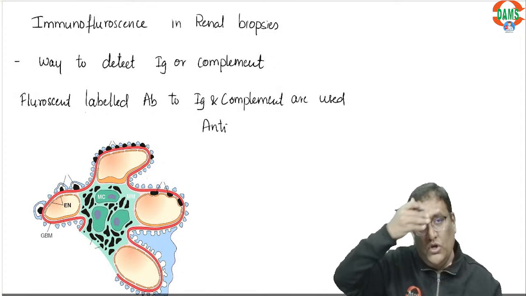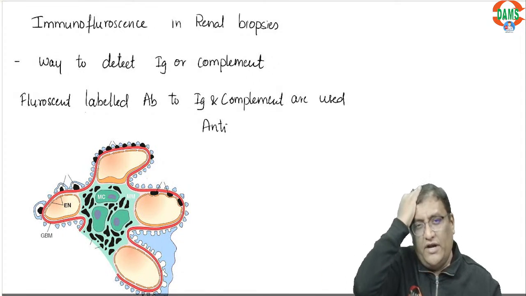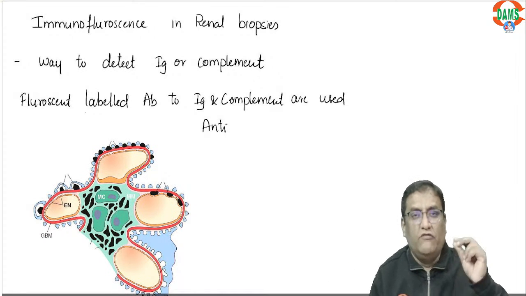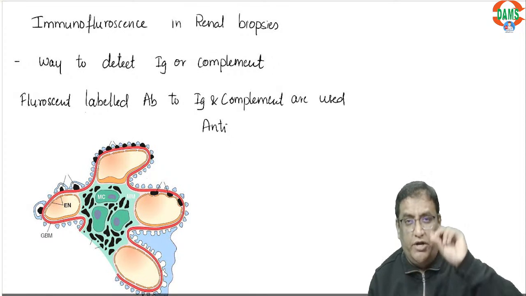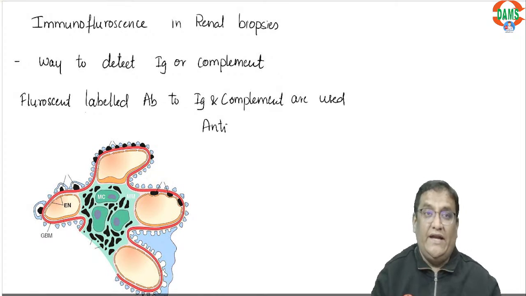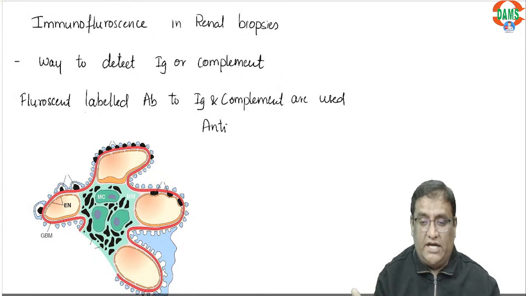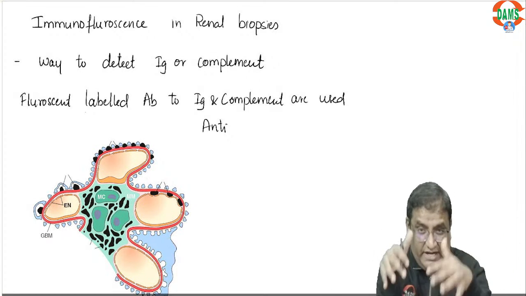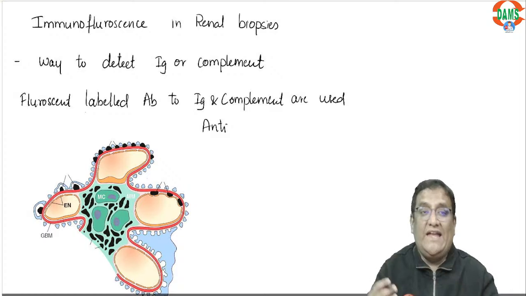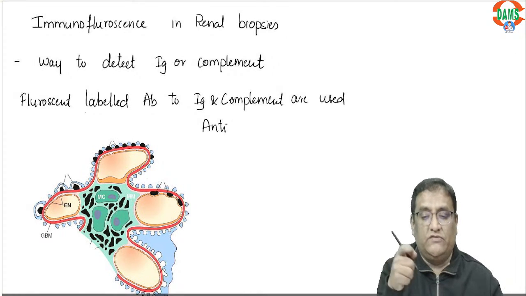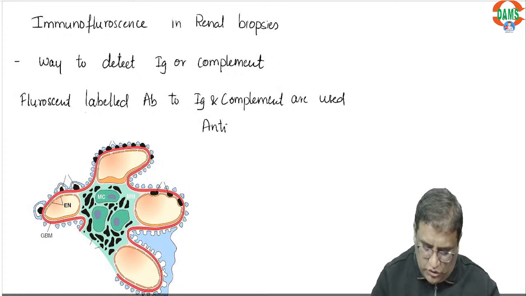So in the tissue, we are detecting antibodies or complement that are already deposited. We will have antibody against IgG, antibody against IgM. So I'll have anti-IgG, anti-IgM, anti-IgA, anti-C3, anti-C4, anti-C1, etc. So I will have antibodies against all the known complement proteins and all the known antibodies that can be deposited in the kidney. Each one of these will be tagged with a fluorescent dye. So what do I do now?